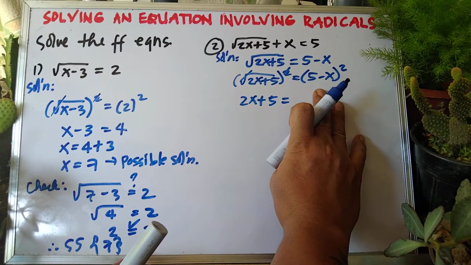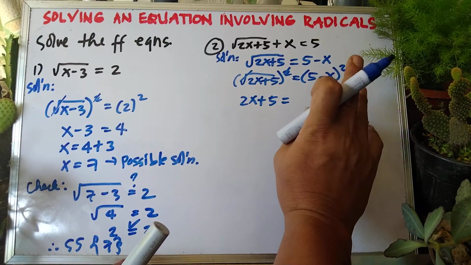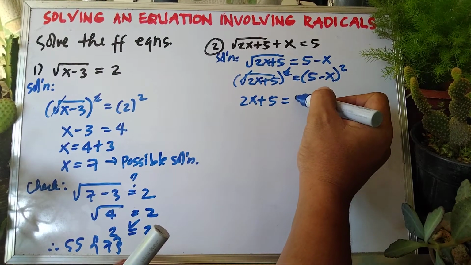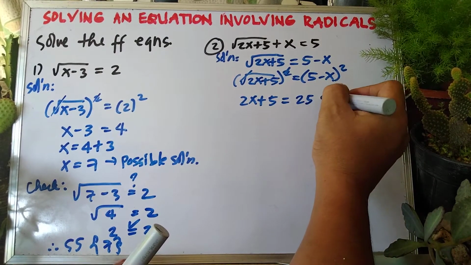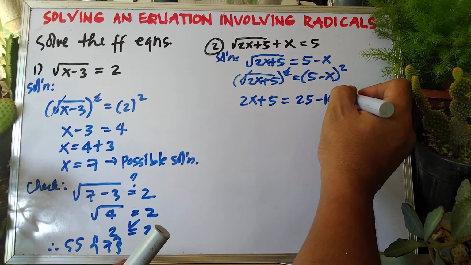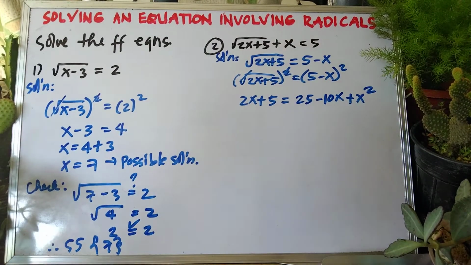Then, simplify the right side of the equation. 5 minus x squared. Meaning, this is just equivalent. Expand this one. This is 5 times 5, 25 minus 10x plus x squared. Am I correct? Okay. So, we're correct. So, we take note, we need to solve for the value of x.